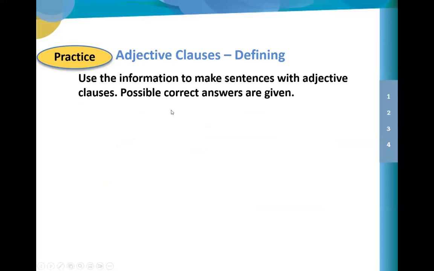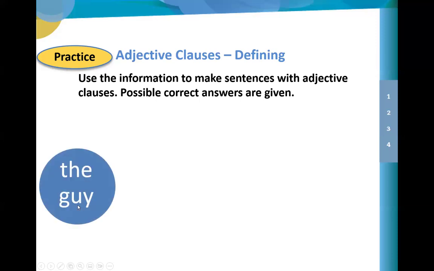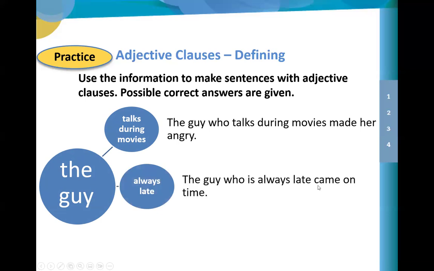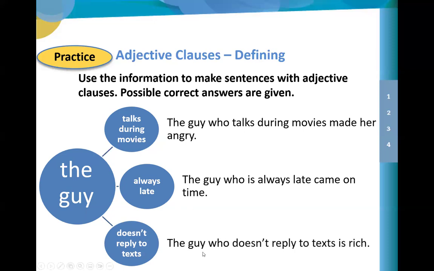We use the information to make sentences with adjective clauses. Possible correct answers are given. For example, the guy, which guy? We don't know. The guy who talks during the movie makes her angry. Also, which guy? The guy who is always late. For example, the guy who is always late came on time. The guy doesn't reply to the text. The guy who doesn't reply to the text answered the message, or the guy who doesn't reply to the text is rich. Now, Vinny, thank you very much for this lesson.